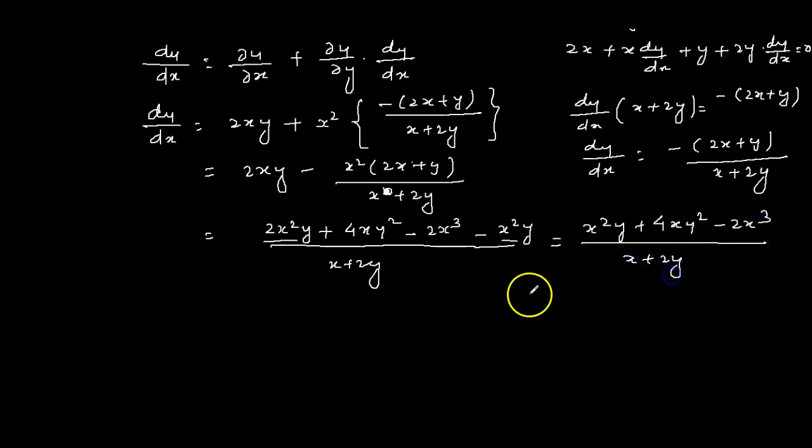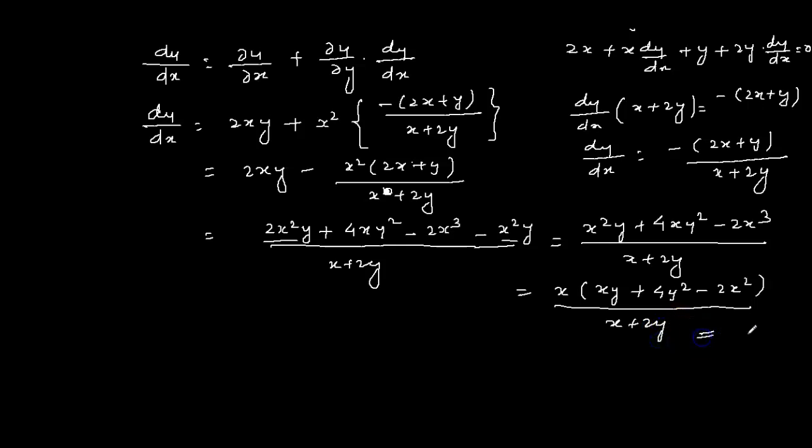So this is the answer. Otherwise if you want, you can take x common here. So this is xy plus 4y squared minus 2x squared divided by this x plus 2y. So this is the dy by dx.